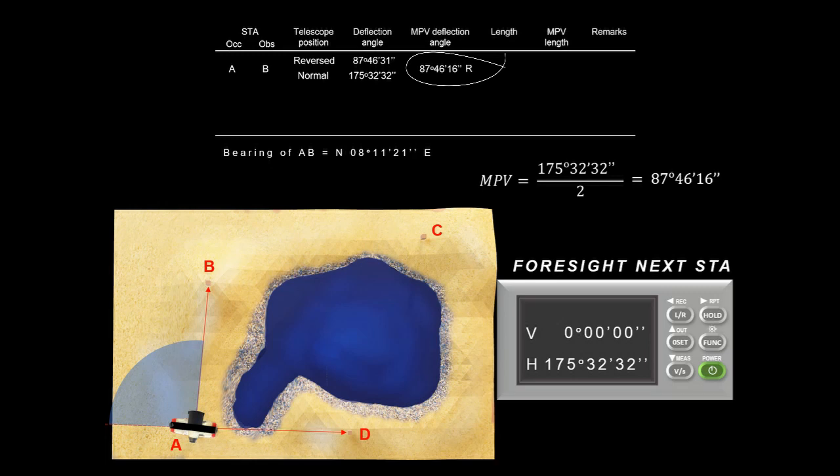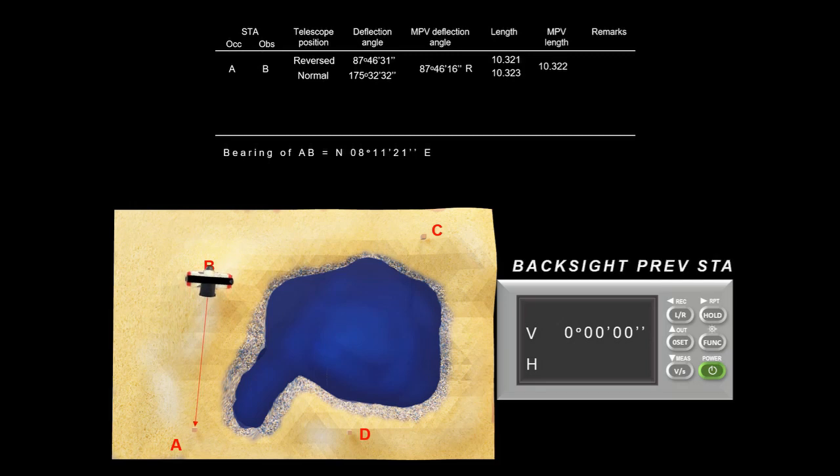The length of the side AB will be measured using tape, starting from point A to point B and from point B to point A. That is why you are seeing two values of lengths here, but only get the average of the two values to get the MPV of the length. Okay, so afterwards, we progress along the traverse by occupying the next station.